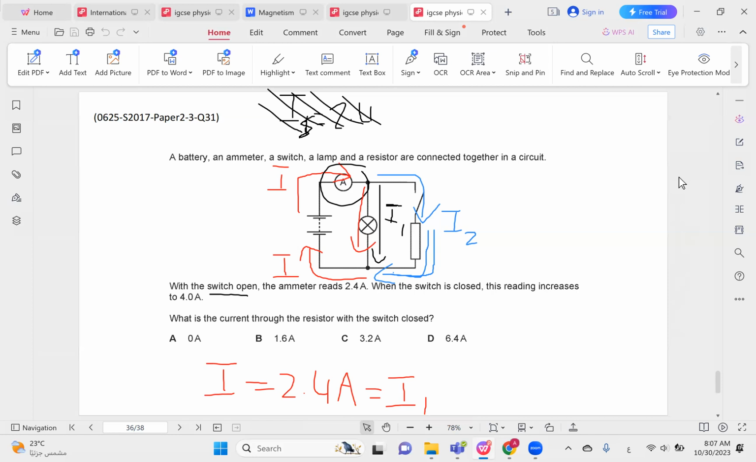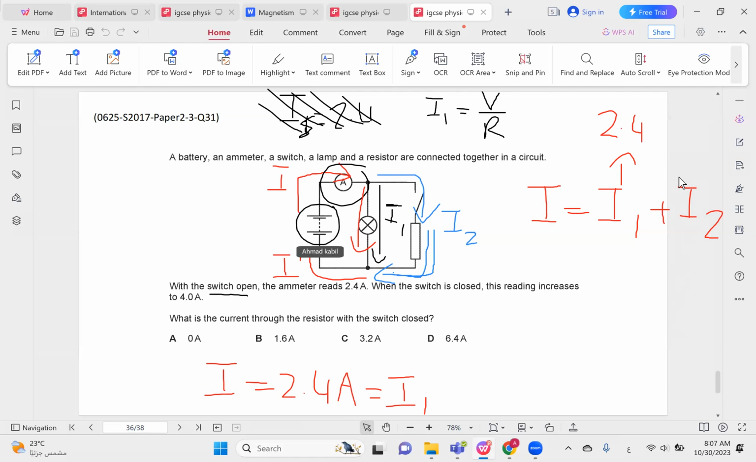Now, what happens when I close the switch? So when I close the switch, I get I equals I1 plus I2. And we already know that I1 is 2.4 amperes. How do we know that this has not changed between opening and closing the switch? Because the current I1 is basically equal to the voltage over the resistance. And the voltage of the battery has not changed. And the resistance of the lamp has not changed. So I1 cannot have changed.